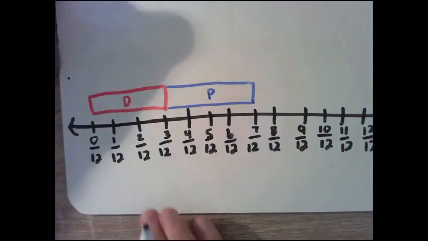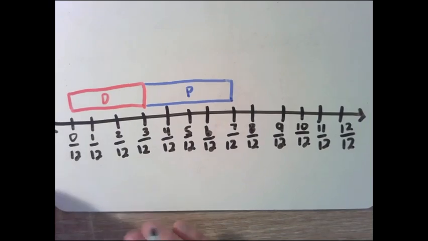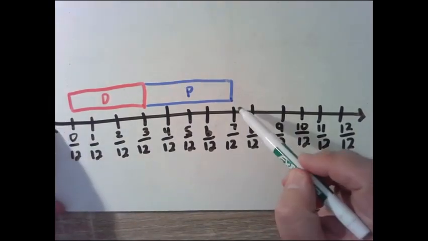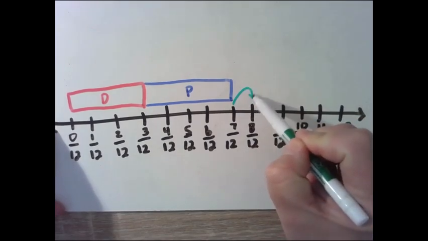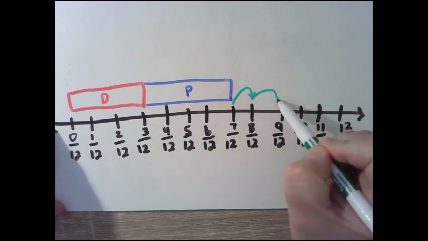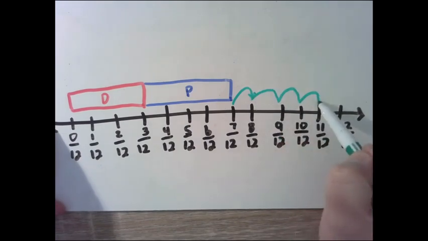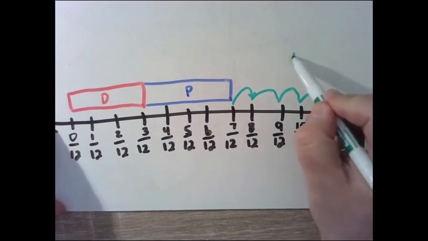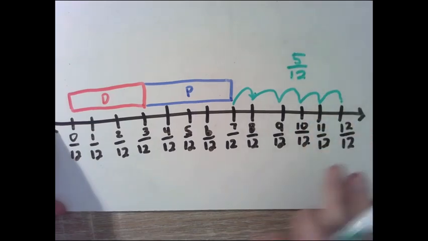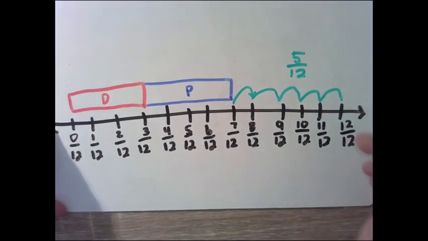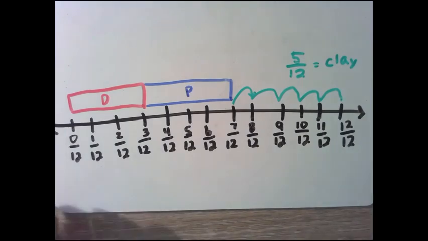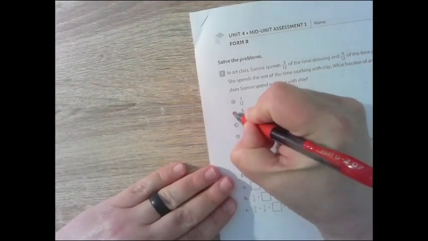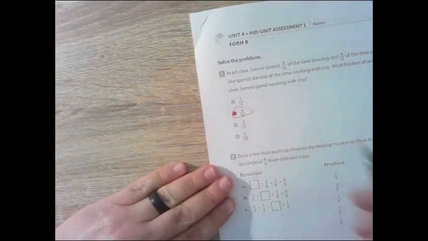So what I know is what's left is the time she spent working with clay. So I'm just going to count my jumps until I get to that one whole, right? So I have 1/12, 2/12, 3/12, 4/12, so 5 more 12ths is what's left in order to get the whole time. So 5/12 is what is spent on clay. So let's go ahead and circle that in. That would be answer B. All right, so again, 5/12.